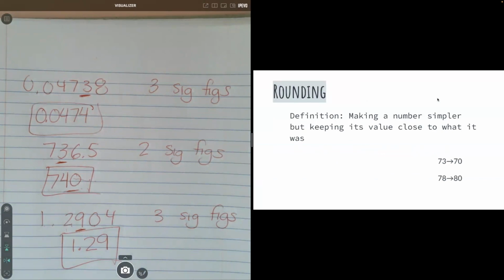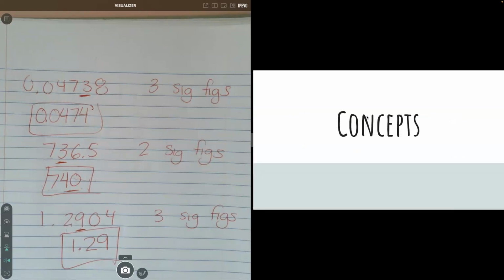And the vocabulary for this lesson is rounding: making a number simpler by keeping its value close to what it was. So if you're rounding to the closest tens place, this would round down to 70 because 73 is closer to 70 than 80. But 78 is closer to 80 than 70. So that is how this rounding would work.